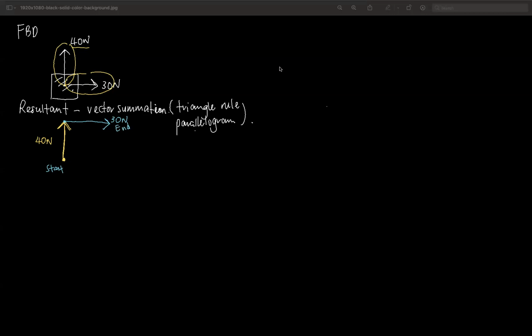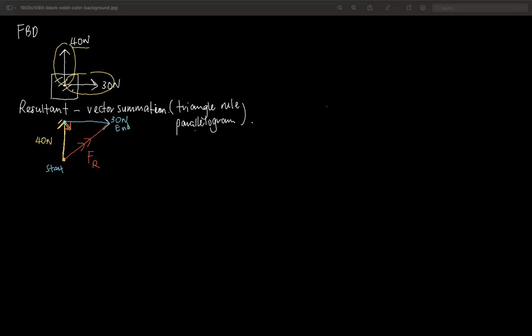The resultant vector would be from the start to the end. Notice that I say from the start to the end, not the end to the start. So a common mistake is students always draw like this, going up, going to the right, and then come back like this. Not like this. We always go from the start to the end. So we draw like this, and then we put a double arrow just to say that this is the resultant. So 40, 30, and here is 90 degrees, right? They are perpendicular.